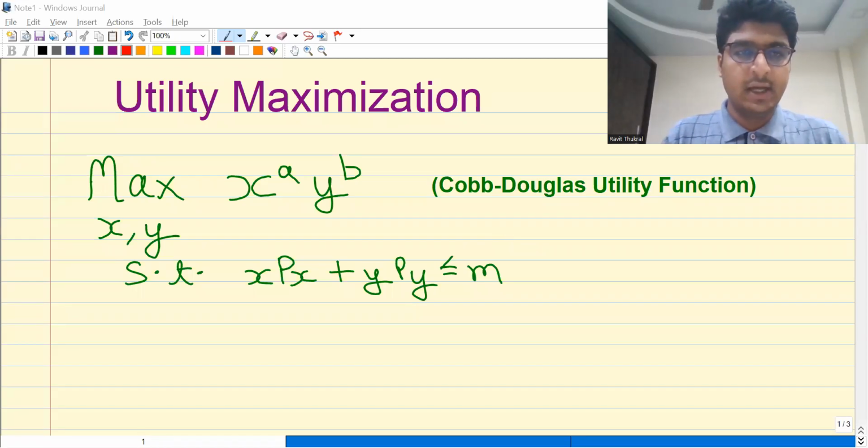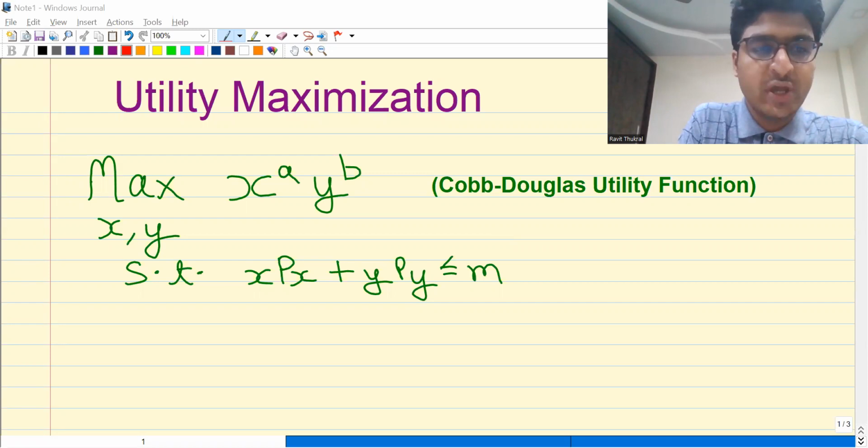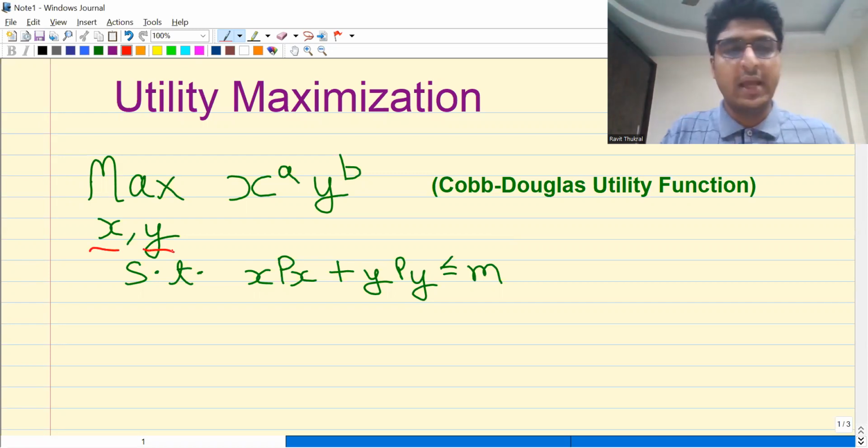Hi, in this video, I'm going to talk about a utility maximization problem. Here the utility function is a Cobb-Douglas utility function, x to the power a, y to the power b. So I have to maximize this, and the choice variables are x and y, subject to the constraint that expenditure is less than or equal to income.